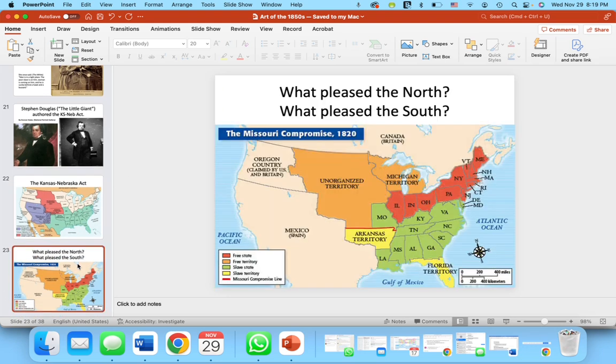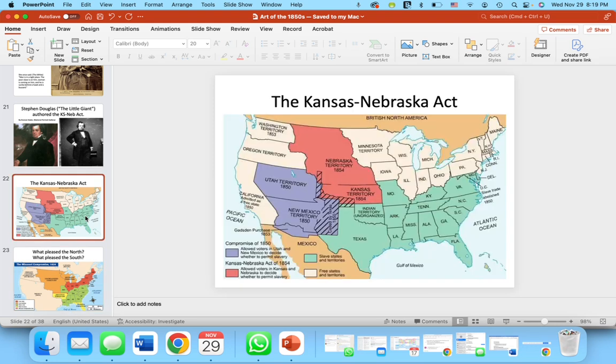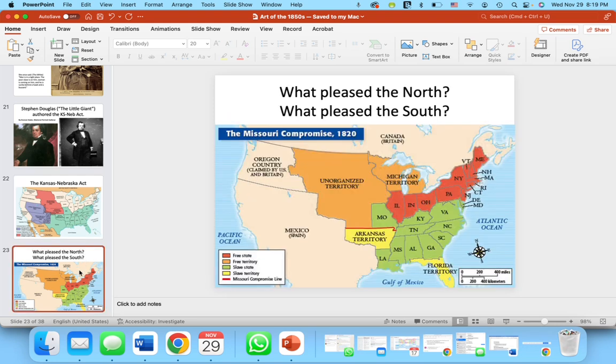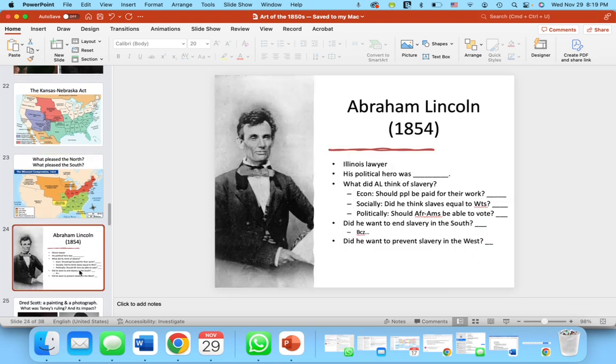And so what that does is it basically erases the Missouri Compromise of 1820. Here, Kansas and Nebraska. And if they vote to have slavery, then you're going to have slavery north of that 36-30 line. So this Kansas-Nebraska Act in 1854 erases the Missouri Compromise. It brings Abraham Lincoln, an Illinois lawyer, back into politics.